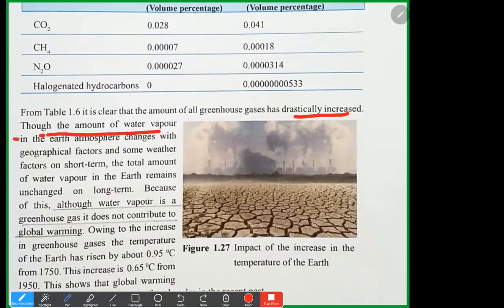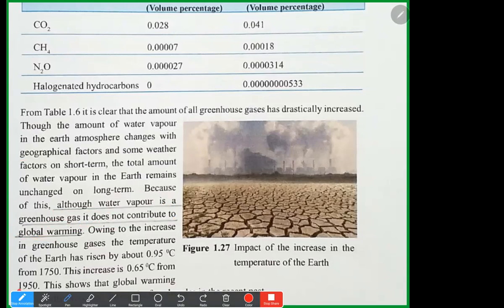Though the amount of water vapor in the Earth's atmosphere changes with geographical factors and such weather factors in the short term, the total amount of water vapor on Earth remains unchanged in the long term. Because of this, although water vapor is a greenhouse gas, it does not contribute to global warming. Remember these points, they were added to MCQs.